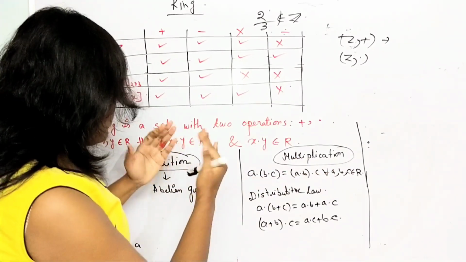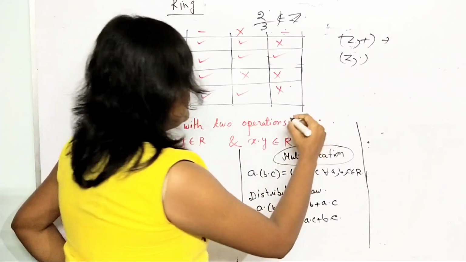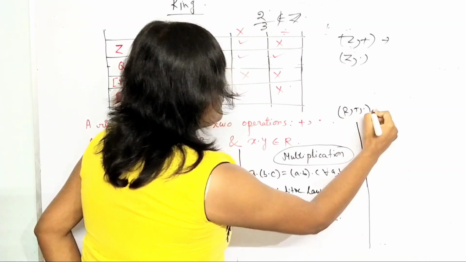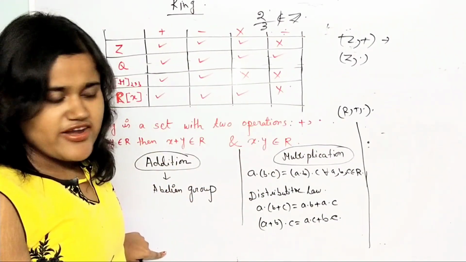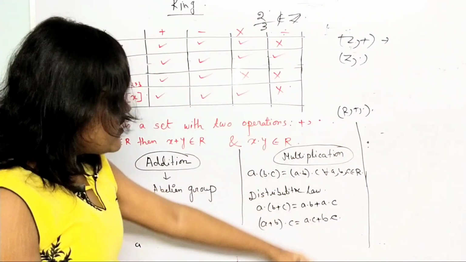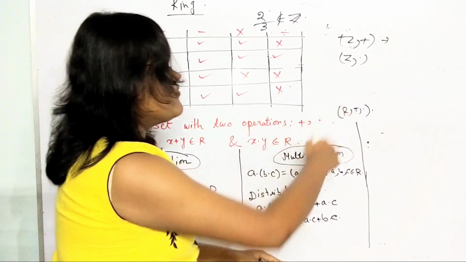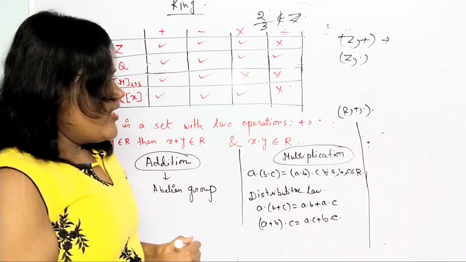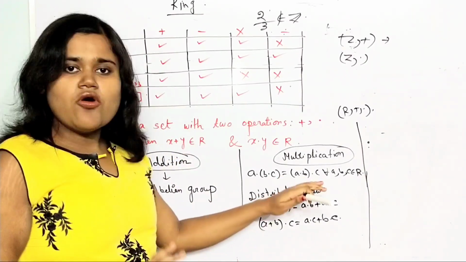So if a structure (R, plus, dot) forms an abelian group with respect to addition, and with respect to multiplication satisfies these properties, then we will say that this structure is called a ring.